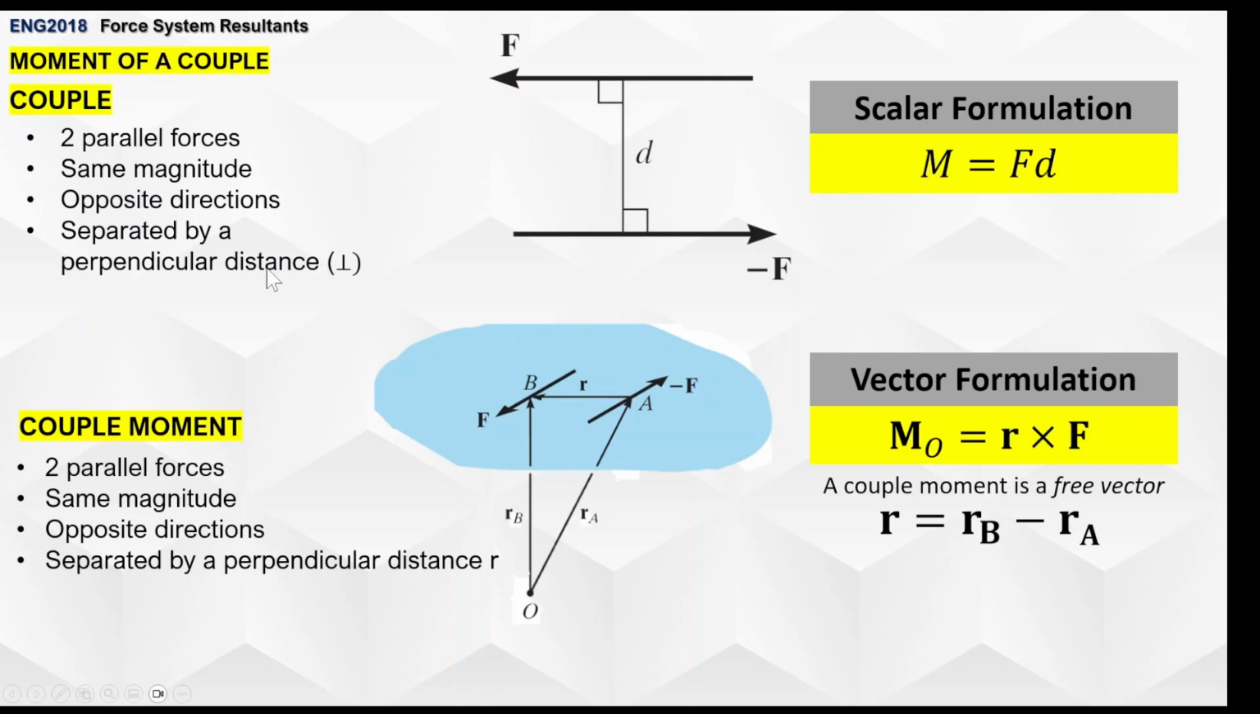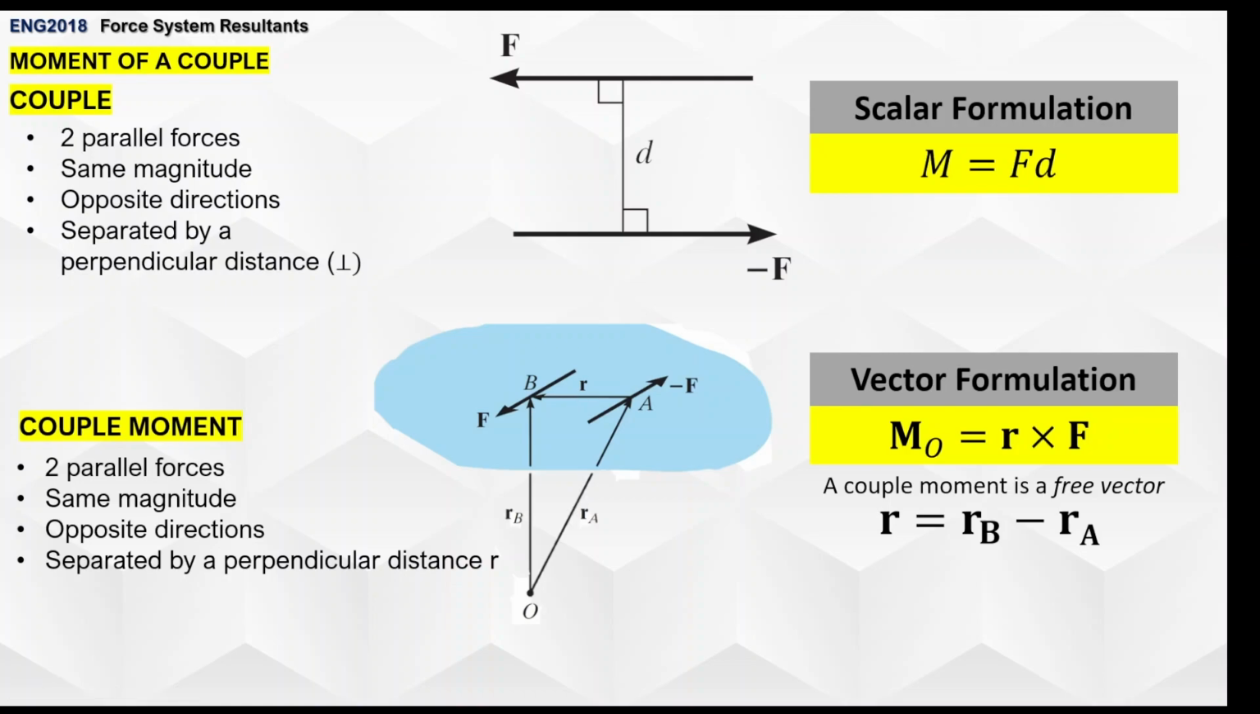So, let's define yung terms lang muna natin. So, we have a couple and couple moment. A couple, basically, there are two parallel forces, and they have the same magnitude and are opposite in direction in this particular case, and they're separated by a perpendicular distance. A couple moment naman are two parallel forces, same magnitude, opposite direction, and separated by a perpendicular distance r. In this case, position vector r lang.